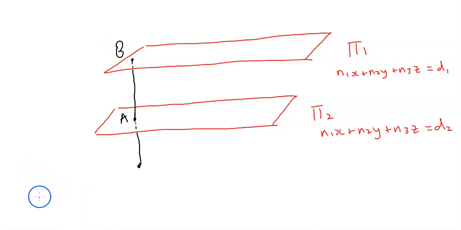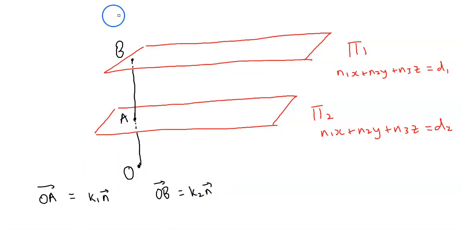So let's say that OA is equal to K1 times our normal vector n, and OB is equal to K2 times our normal vector n. Should probably label that this is O. You know what, I made this more confusing than what it needs to be. I'm going to relabel these subscripts of K, and I'm going to call this one K2 and this one K1, simply because A is in the plane pi2 and B is in the plane pi1.